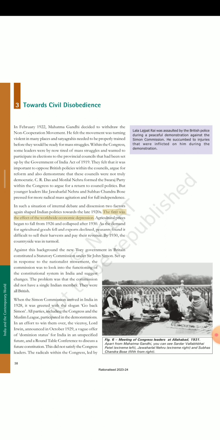The first was the effect of the worldwide economic depression. Agricultural prices began to fall from 1926 and collapsed after 1930. As the demand for agricultural goods fell and exports declined, peasants found it difficult to sell their harvests and pay their revenue. By 1930, the countryside was in turmoil.